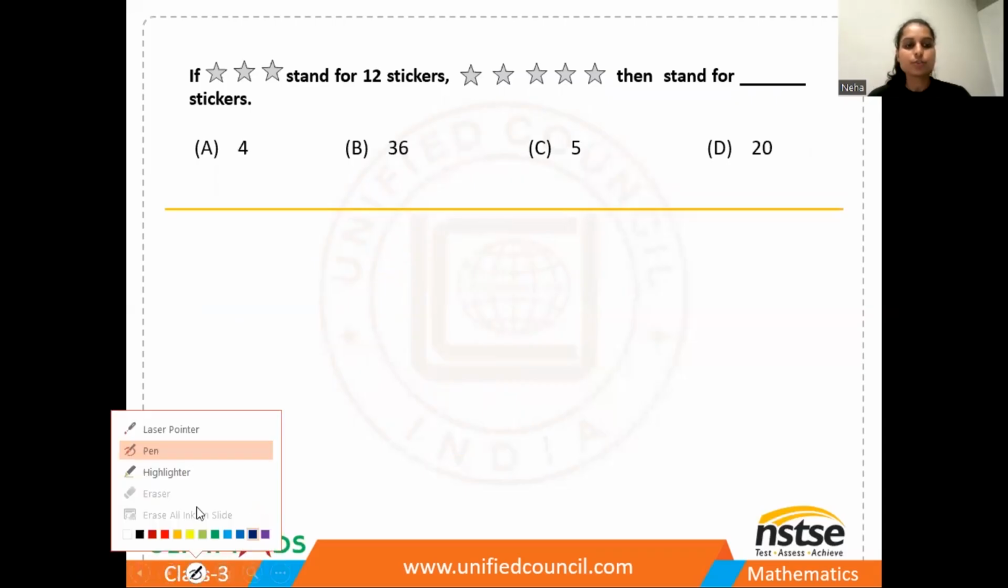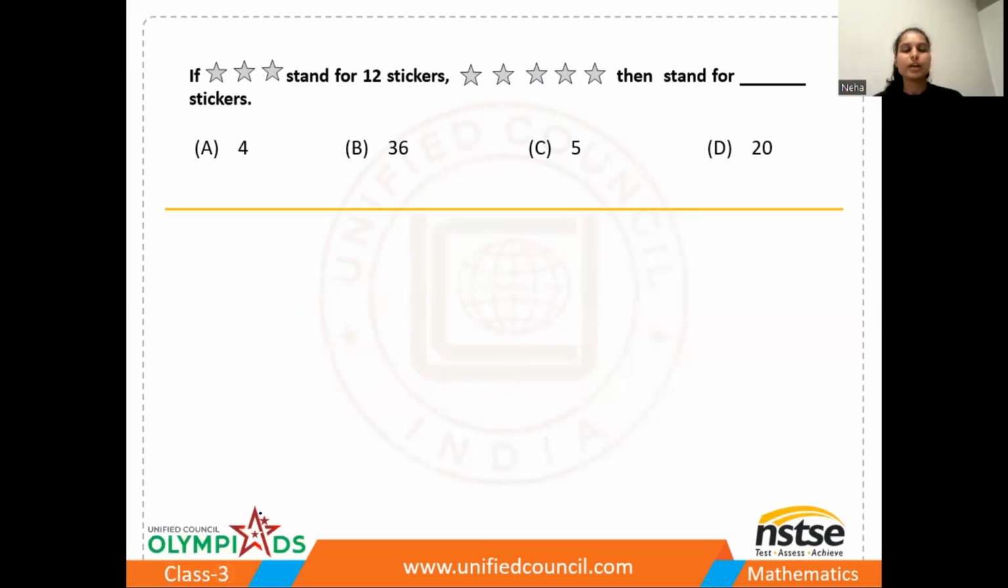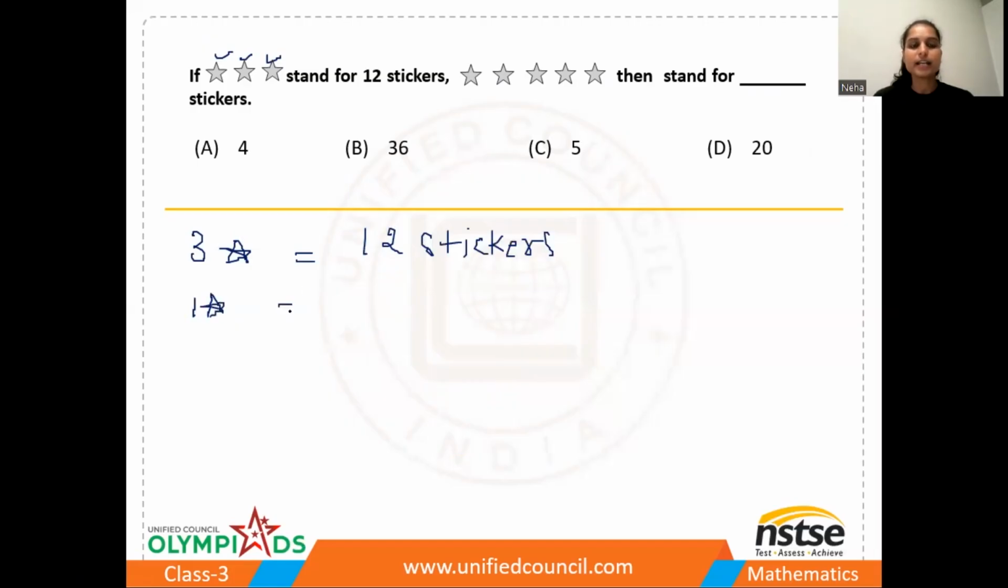So here the next question says that 3 stars stand for 12 speakers. That means 1 star, 2 stars, 3 stars. So 3 stars is nothing but equal to 12 speakers, right? That means 1 star is equal to 12 divided by 3, that is 4 speakers, right? 12 divided by 3 is equal to 4 speakers, correct?